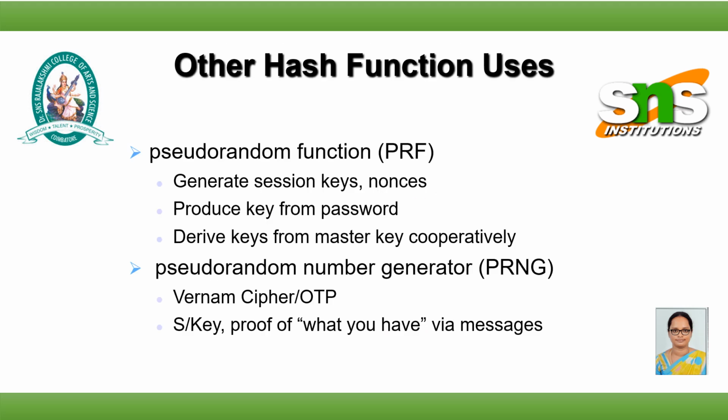Other hash function uses. Where else do we use hash functions? In pseudo-random functions and also in pseudo-random number generators. In pseudo-random functions, it generates session keys and produces keys from passwords. It derives keys from a master key. In pseudo-random number generators, it is used for OTP generation and for proof of what you have, like what message you have. For that, we use hash functions.